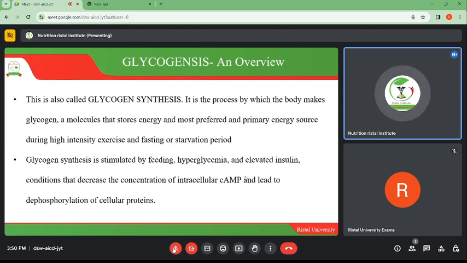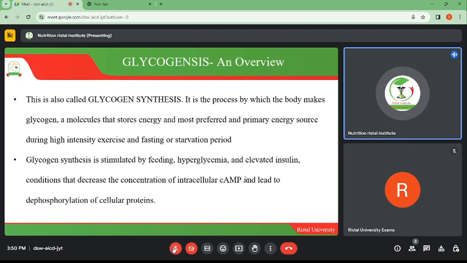To define or talk about it briefly, glycogen is one of the molecules that is a primary source of energy in your body, especially during high intensity exercise and fasting. Glycogen is a storage form of carbohydrate in your body. Your carbohydrates in the body are stored in the form of glycogen, especially the excess. So synthesis, this word biologically or scientifically means making something. So these two words form glycogen synthesis, meaning the body making glycogen.